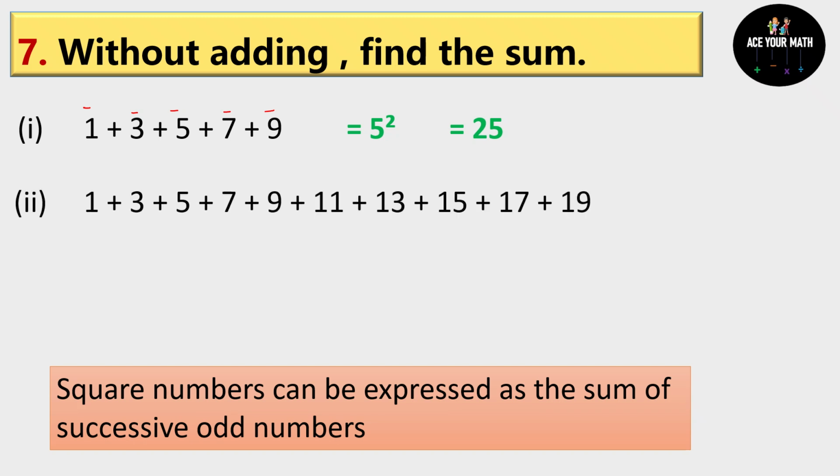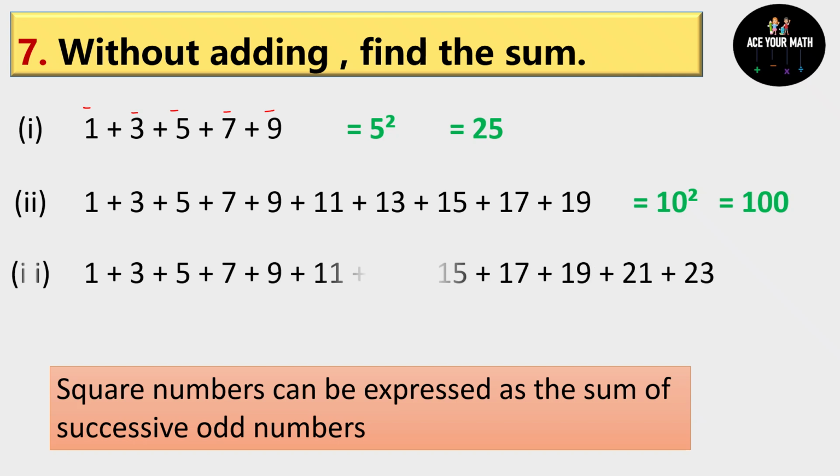Now look at the second part. How many odd numbers are there? These are a total of 10 odd numbers, so it can be written as 10 square, and when you solve 10 square, you will get 100. Now look at the next part. If you count, these are a total of 12 odd numbers, and when you find the square of 12, you will get 144. So there is no need to do the addition here. You just count the number of odd numbers, and after counting, just find the square of that number and you will get the answer.